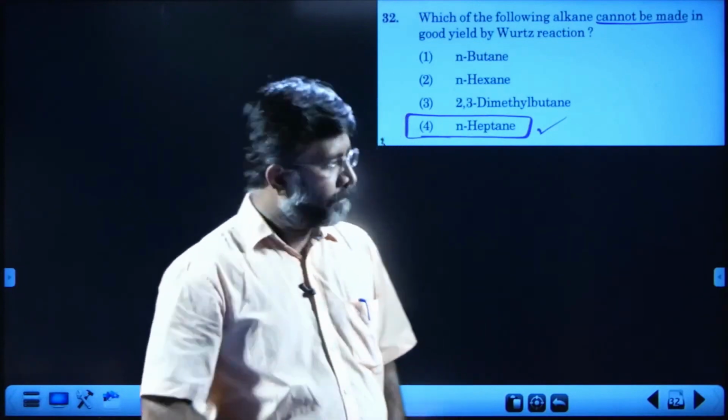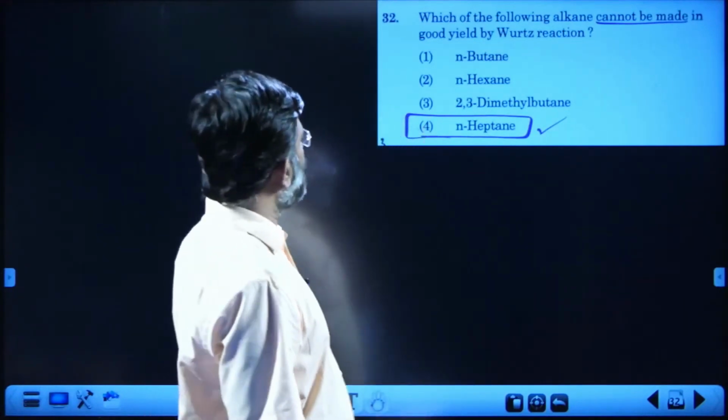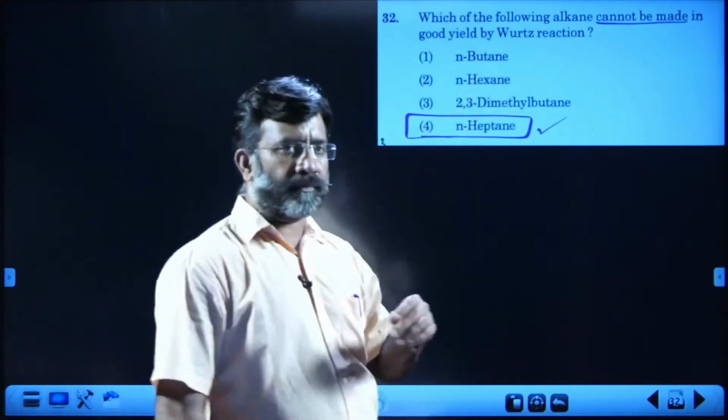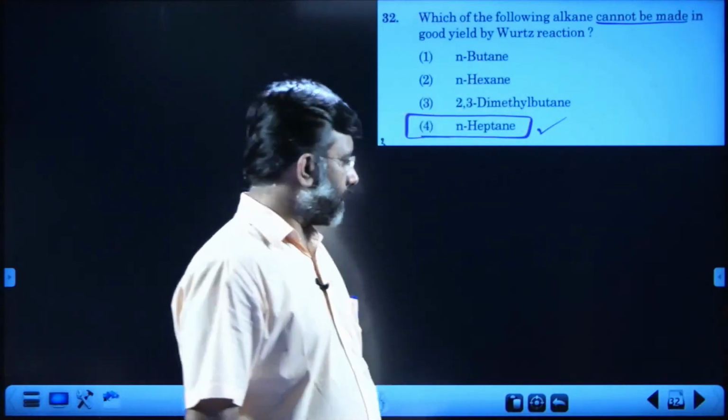Okay. Fourth choice is the correct answer. Wurtz reaction is preferred to give symmetrical higher alkanes.